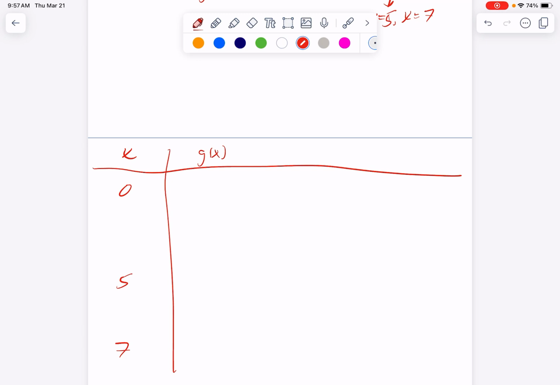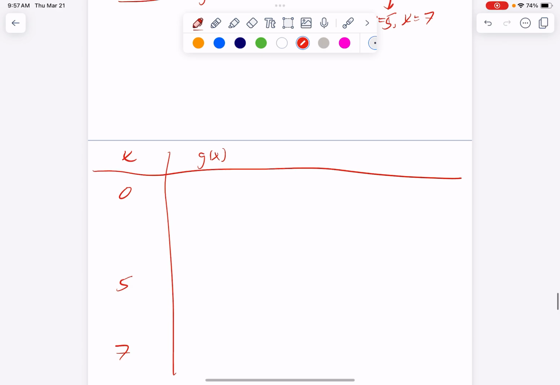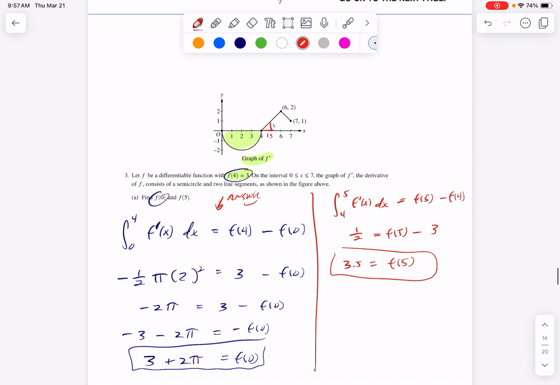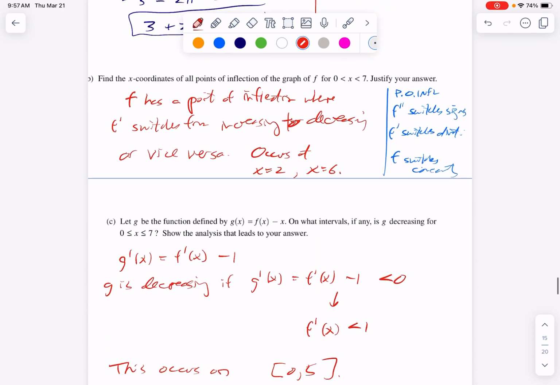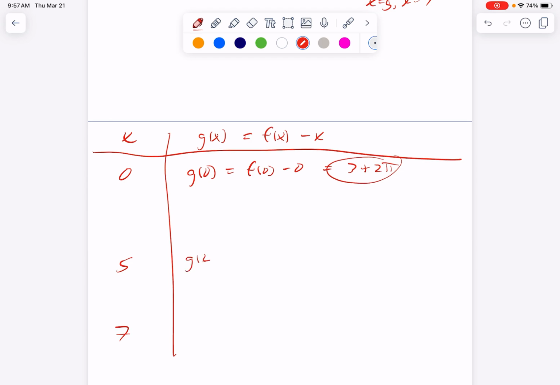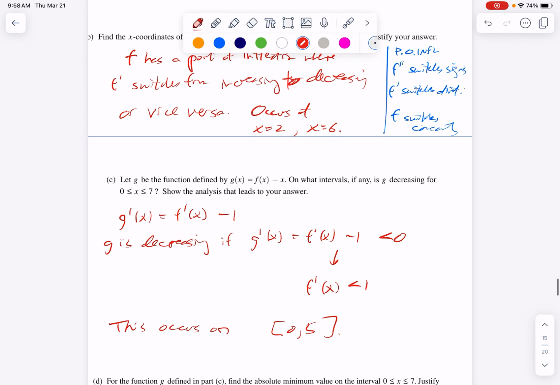Now I'm going to do this a very formal way, and then we can say something else that will be easier. So g of x, let's just recall, is f of x minus x. So g of 0 is f of 0 minus 0. We've already computed f of 0. F of 0 we found is 3 plus 2 pi. G of 5 is f of 5 minus 5. We've already computed f of 5.